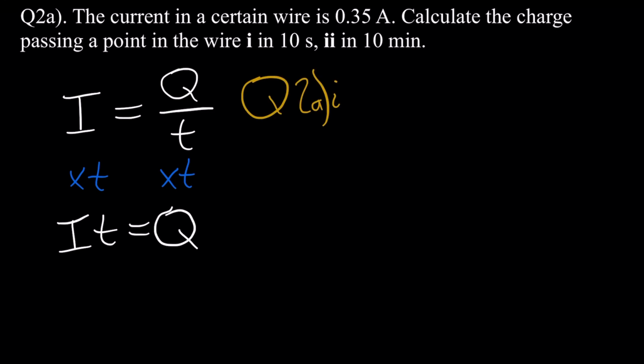So now let's answer question 2a, part i. So let's write down the equation, Q equals IT, and substitute the current, 0.35 amps, and the time, 10 seconds.